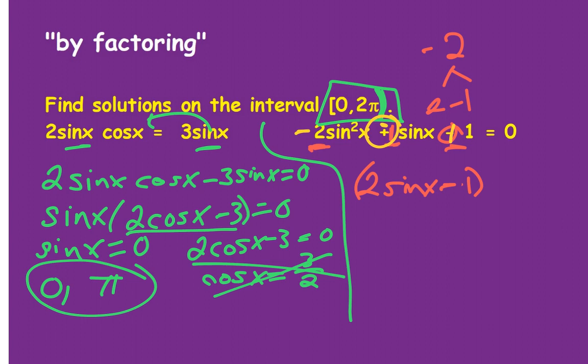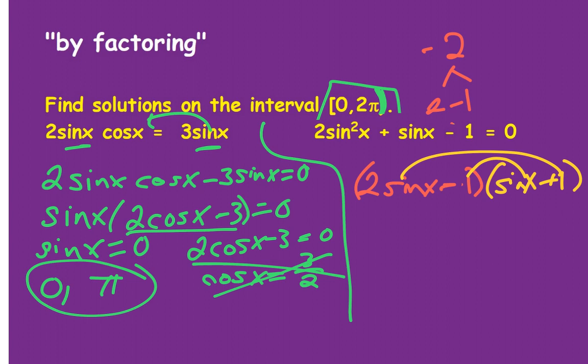Or else, you know that because it's the other way, everything's going to be opposite. So then the other group is sine of x, because it's a 1 sine plus 1. And you can check it. This will be a negative sign, and then this will be a positive 2, which gives you a positive 1. And then you solve those.